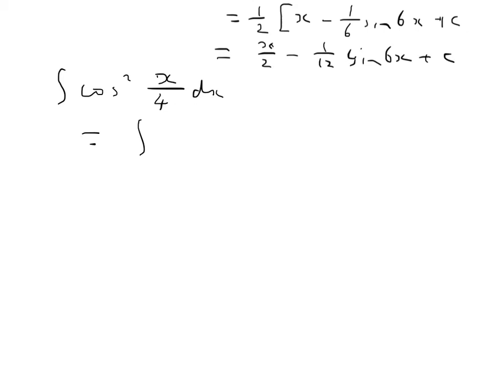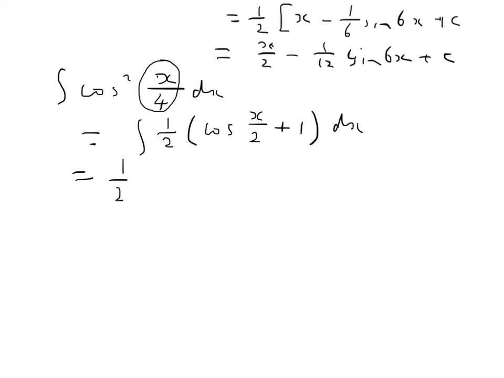Now, it's saying that cos squared x is equal to a half, bracket, cos 2 times the angle, plus 1. This time, my angle is x on 4, so it's actually a quarter of x. If I double a quarter, I get a half. So it's a half of (cos of x on 2 plus 1) dx.